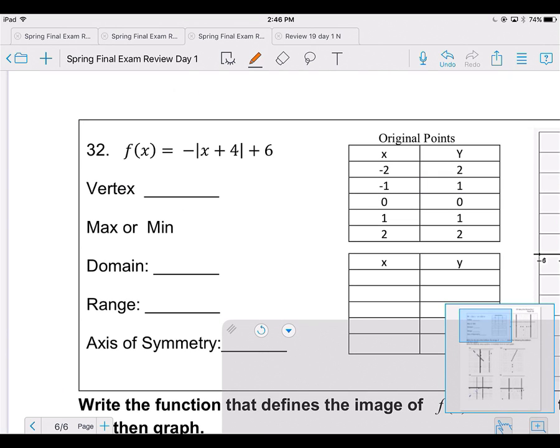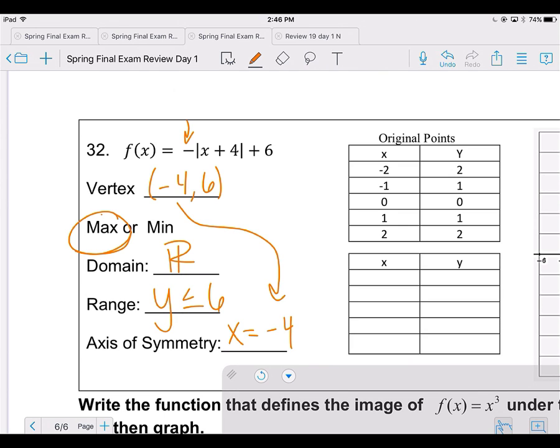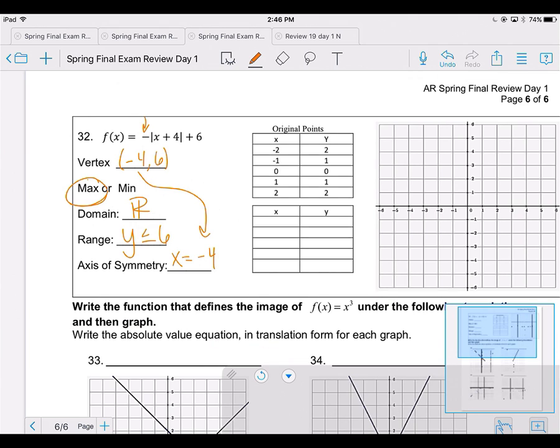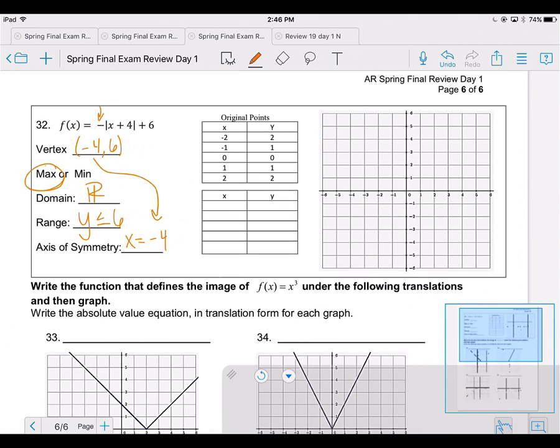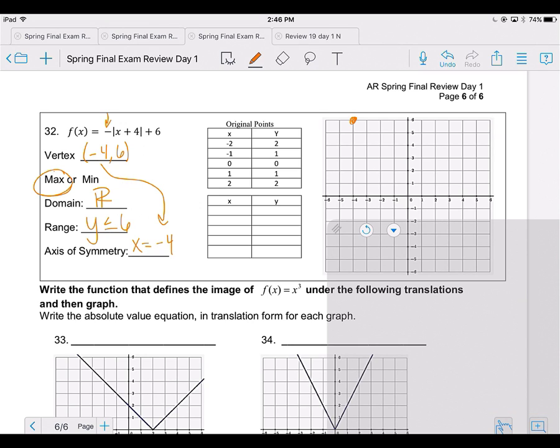So problem 32, my vertex is the opposite of what's inside with x, the same as what follows. This one will be a maximum because of the negative in front. So my range will be less than. Axis of symmetry is always x equals the x from my vertex. So I go to negative 4, 6. And my pattern is 1, negative 1, 1, negative 1. So right 1, down 1, left 1, down 1.